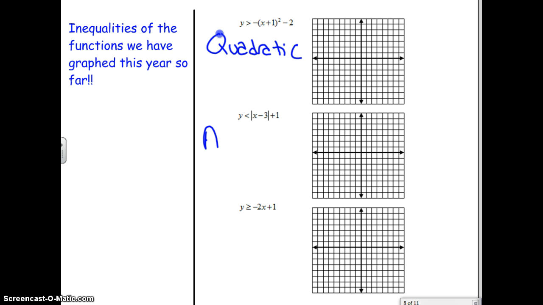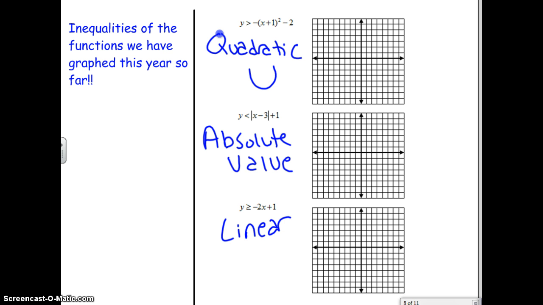Down here you'll see absolute value. And then down here is linear. So this is a little review of all 3 graphs that we've done so far. Quadratics look like a U shape. Absolute value is the strong V shape, and then linear is going to be some kind of line, right?